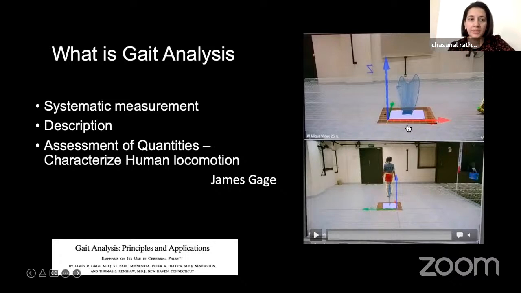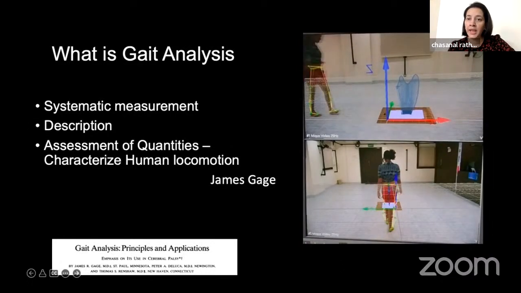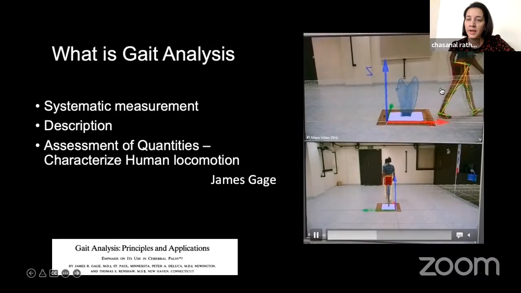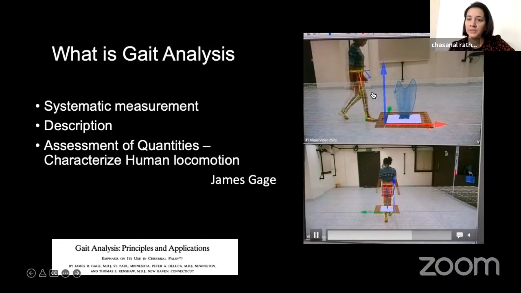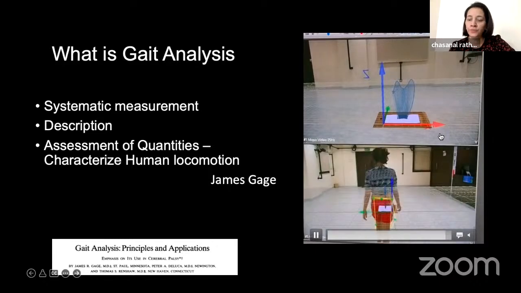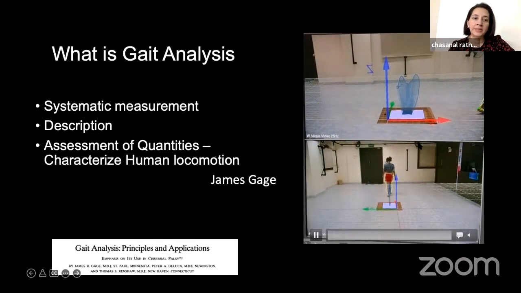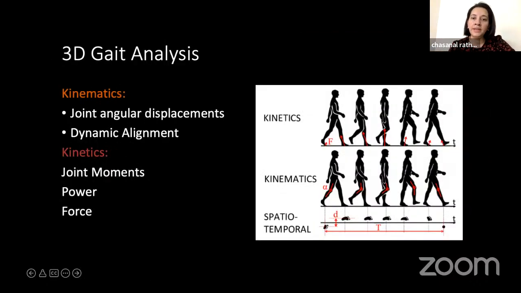And this gives us what we call the kinetics, that is the ground reaction force of what is happening. And what you see, the lines marked on the pelvis, the femur, the tibial shank, and the foot, that will give us the kinematics. So the kinematics is basically the joint movements and the dynamic movements. The kinetics will be the moment, that is the power and force which is being generated during the gait walk.